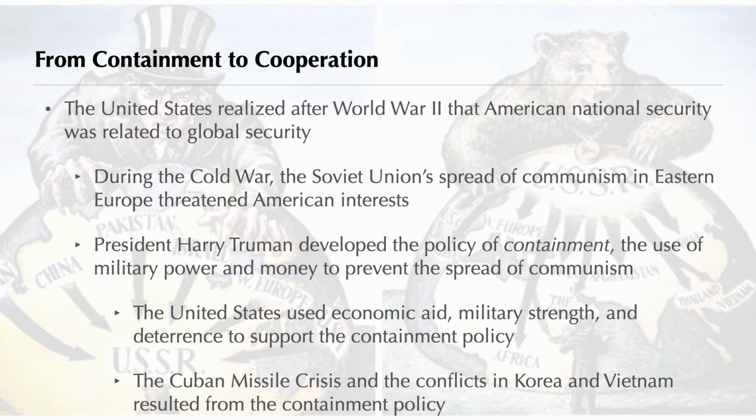At first, the government's main tool of containment was economic aid. By giving economic aid, the United States hoped to strengthen the economies of European countries so that they could hold out against Soviet aggression. Later, the United States came to depend more and more on military strength and deterrence to support the policy of containment. As you saw, the Cold War was fought with words and warnings, and sometimes confrontation. The Cuban Missile Crisis and the wars in Korea and Vietnam are examples of confrontations that grew out of the effort to contain communism.